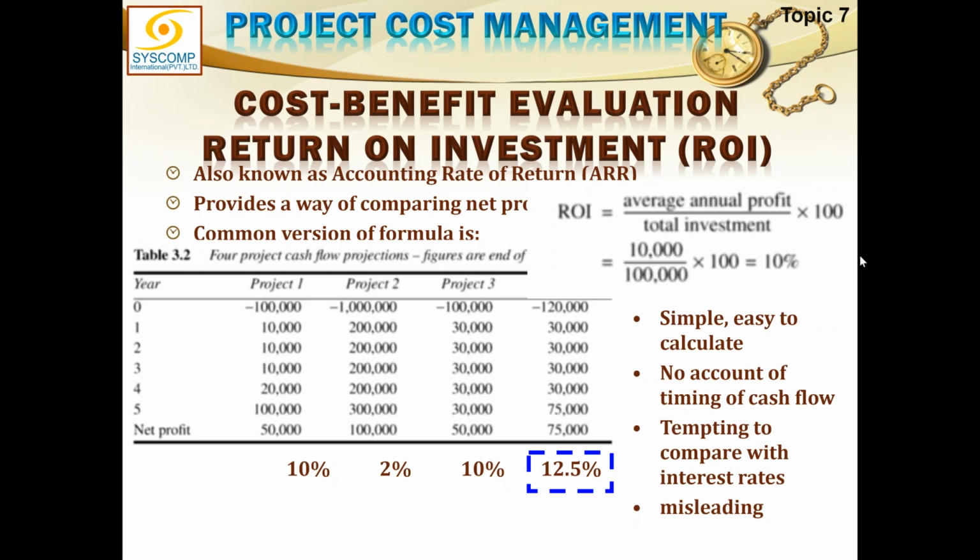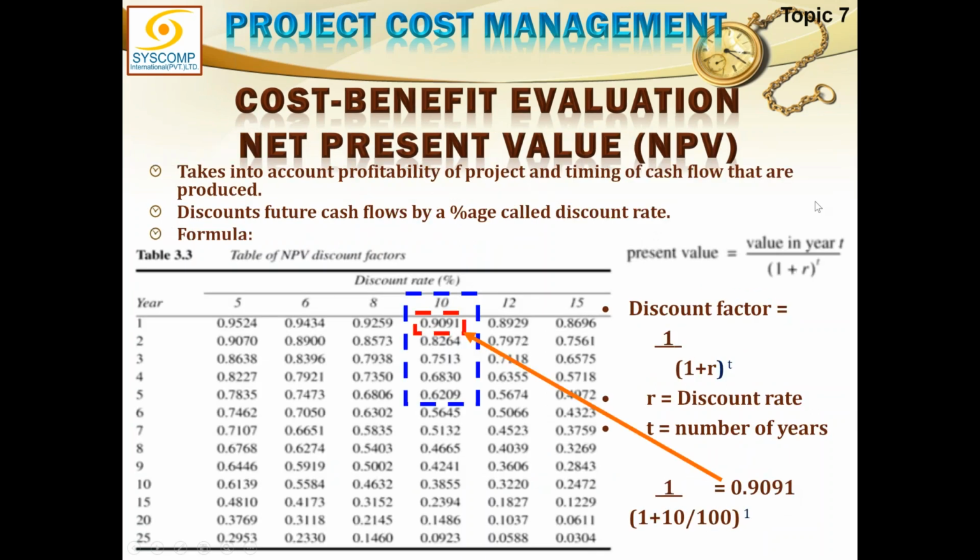I think it is the present value of money. We do not consider the present value in return on investment. Return on investment, ROI, does not consider the present value. So the next method would do that. And the next method is NPV. So far, the NPV is supposed to be the best method.